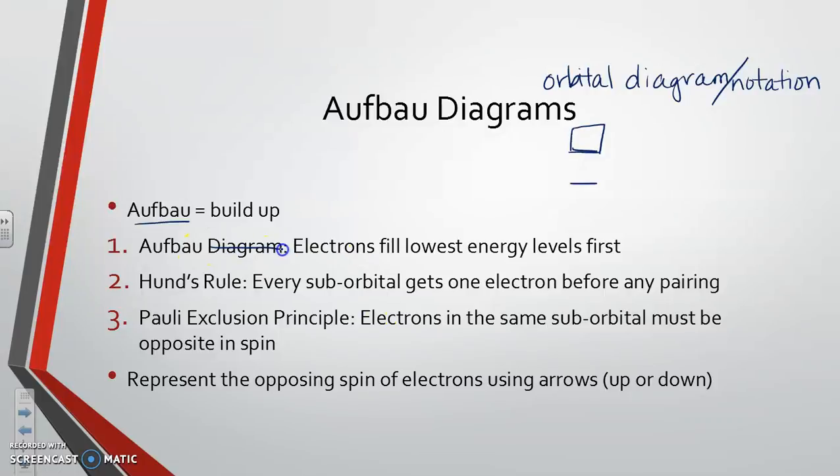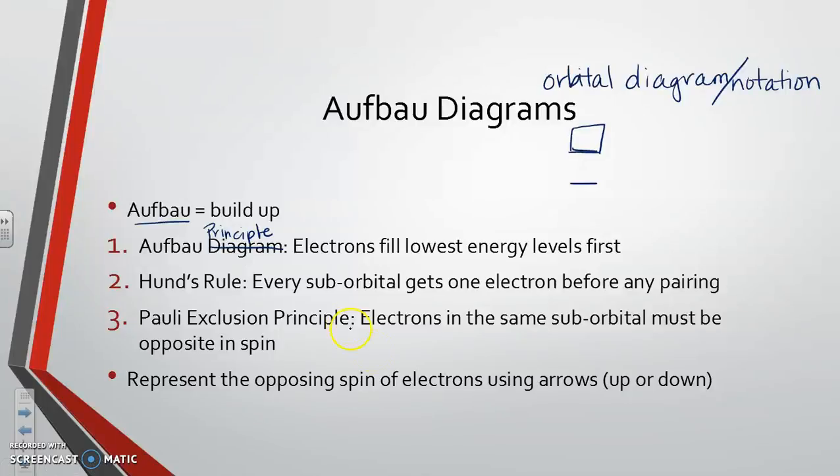This is wrong. This should be the Aufbau principle. Sorry. Anyways, an electron configuration is governed by 3 rules. One of them is the Aufbau principle, which is that electrons fill the lowest energy levels first. The second rule is Hund's rule, and it says that every suborbital gets 1 electron before they get any pair of electrons. And then the Pauli exclusion principle says electrons in the same suborbital must be of opposite spin.